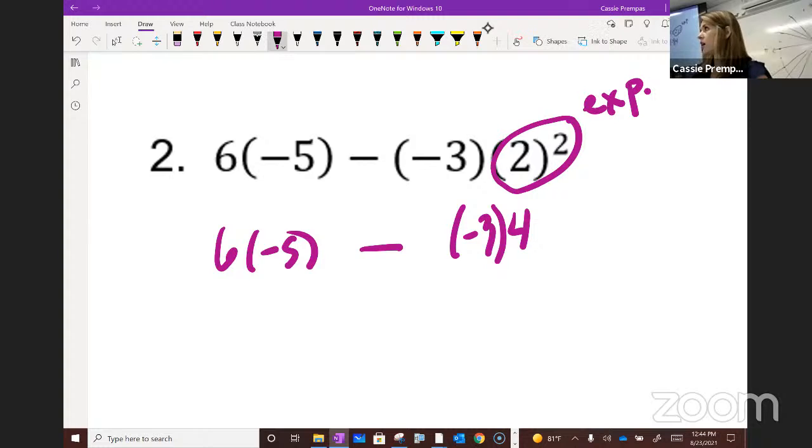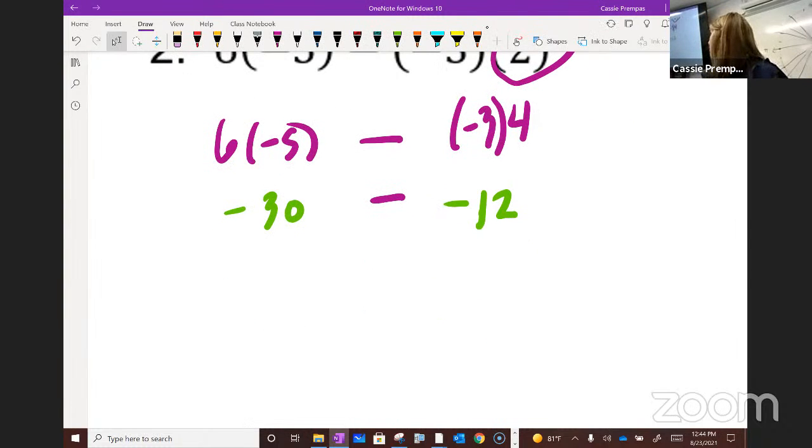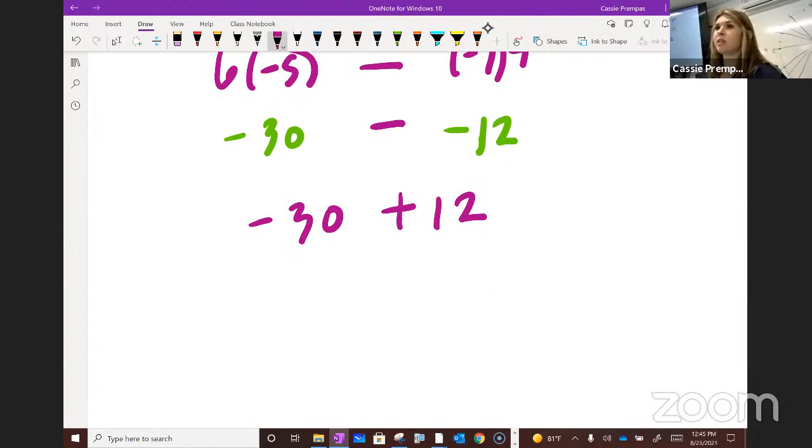What comes after exponent? Multiply. So what's 6 times -5? -30. What's -3 times 4? -12. But then I have this minus here. As I'm moving left to right, what happens with a minus a negative? Good, it becomes a positive. And I have -30 plus 12. -30 plus 12, what does that come out to be? -18.